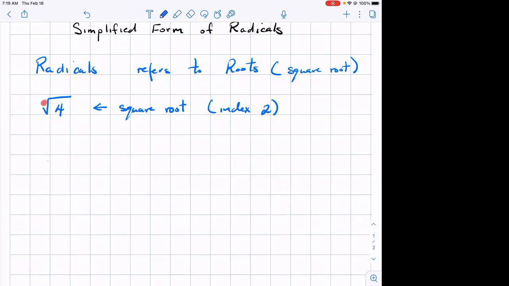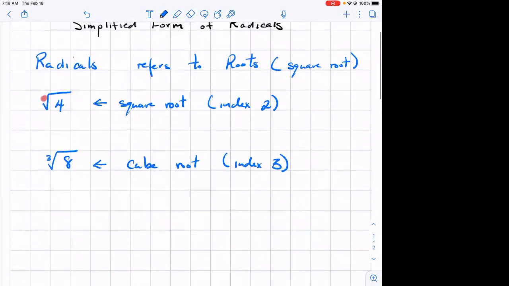We also have the cube root, and here the index is 3, and then we have the fourth root and so on. We can also refer to these as a radical. So this here is what we call our radical. So what we want to do is, how do we simplify radicals?